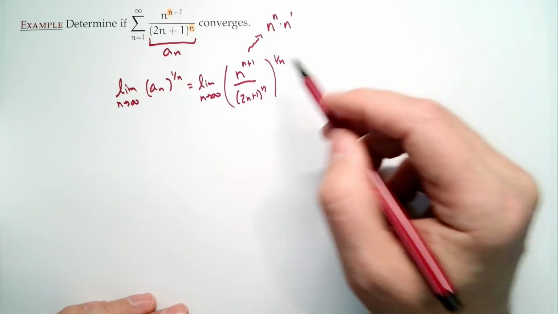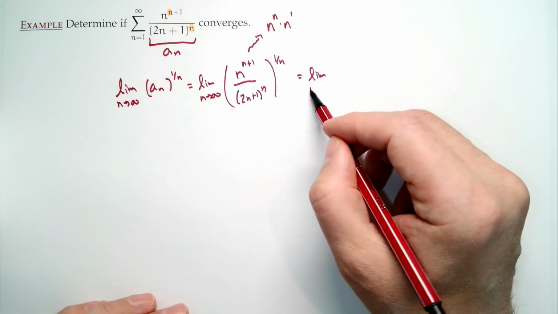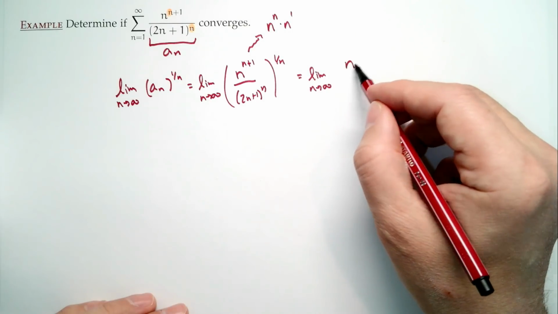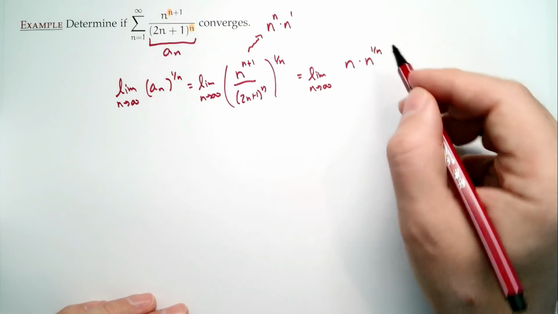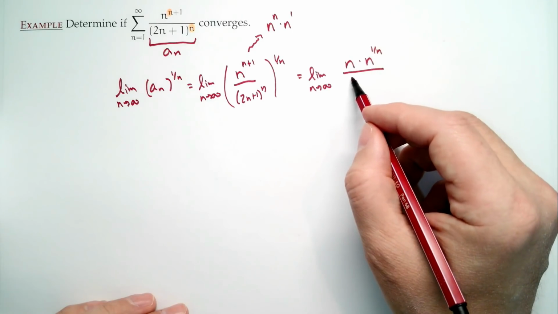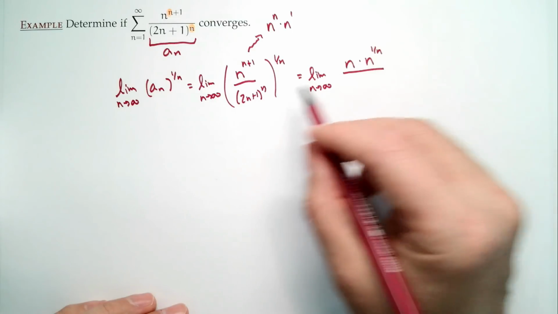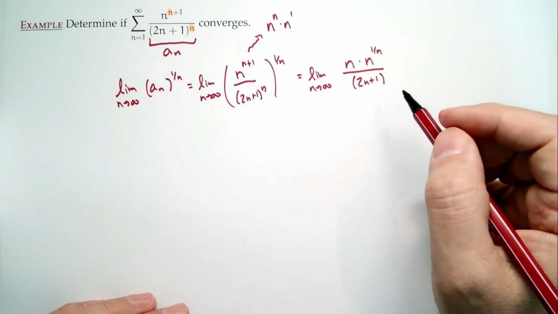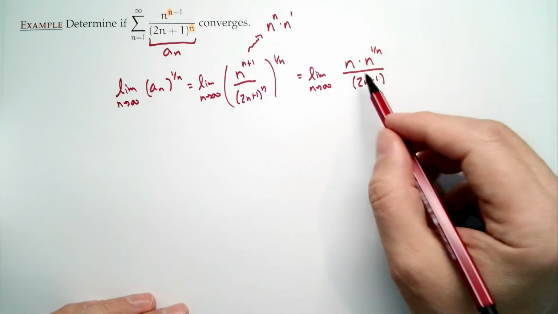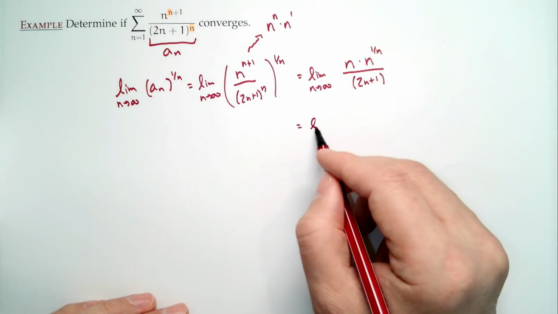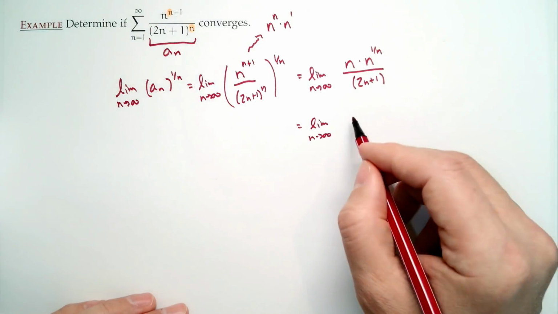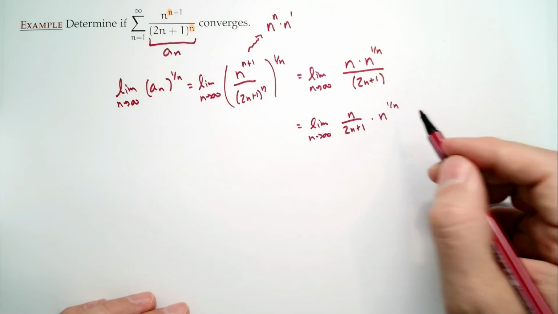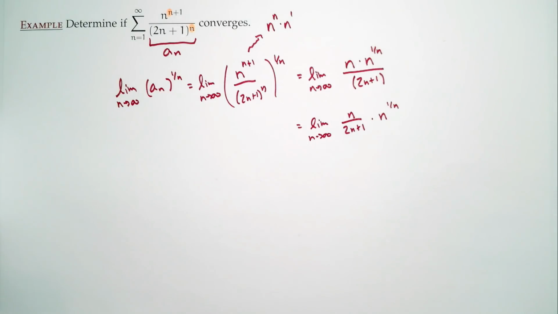If I take this power in, then I can really say it's the following. I can think of it as n to the n to the 1 over n is just n times n to the power 1 over n. And I'm going to divide that by 2n plus 1 to the n times 1 over n, because I'm going to multiply these exponents together, so 2n plus 1. Now, let's think of this as really two pieces. So this is the limit as n goes to infinity of n over 2n plus 1 and n to the 1 over n. What happens to these pieces?